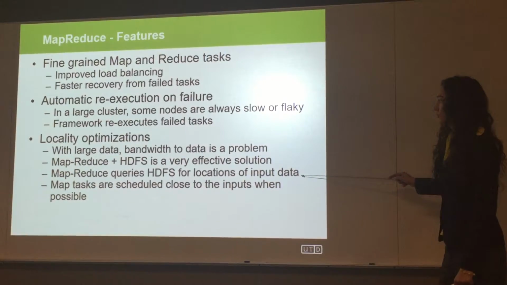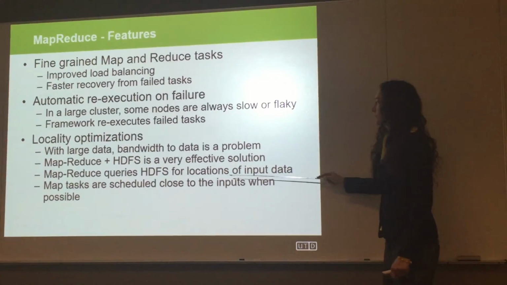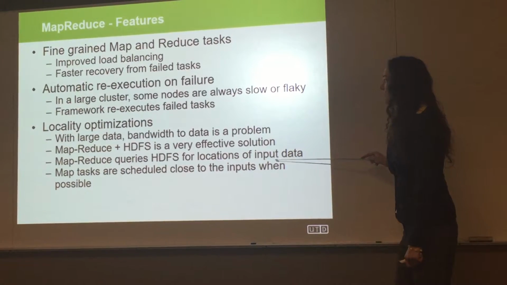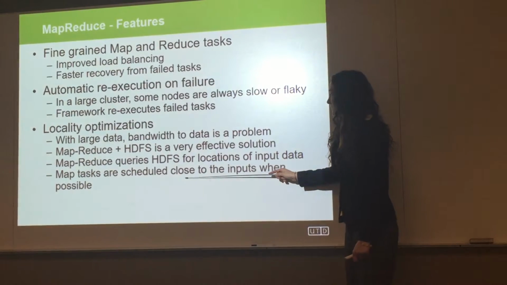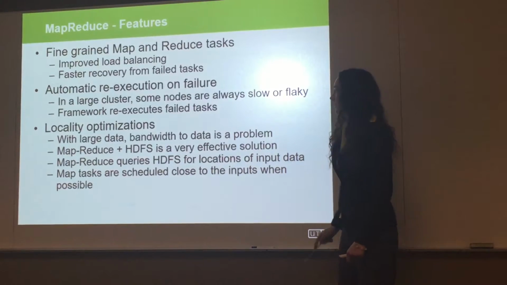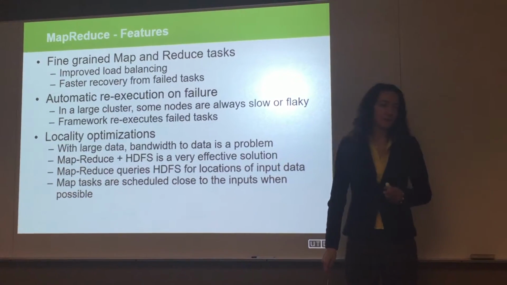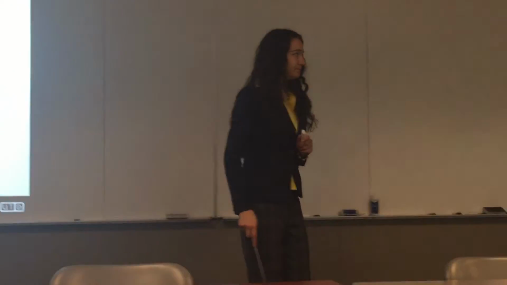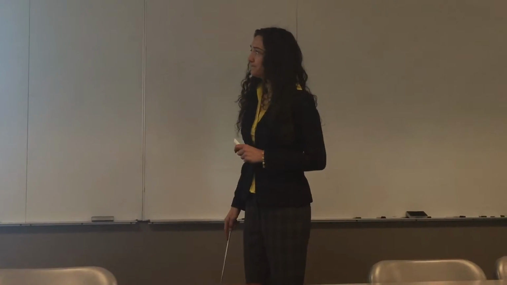So MapReduce queries the distributed system for locations of the input data, and then map tasks are scheduled on the machines that are close to where the data is located, if that's possible.